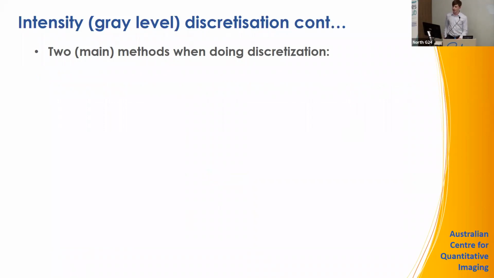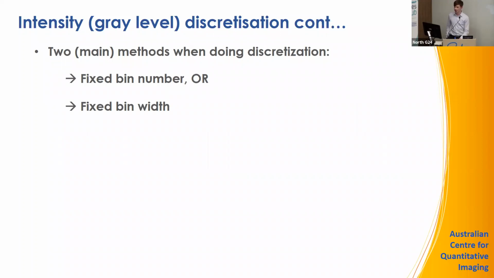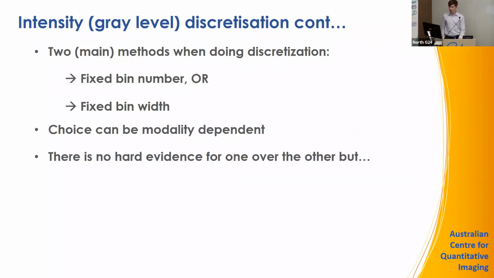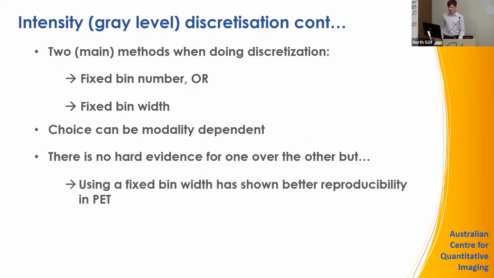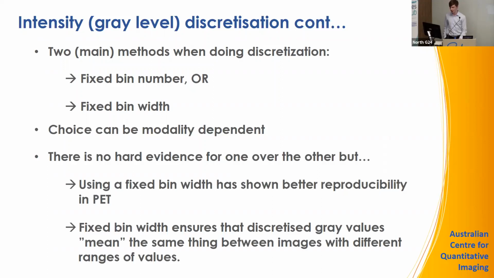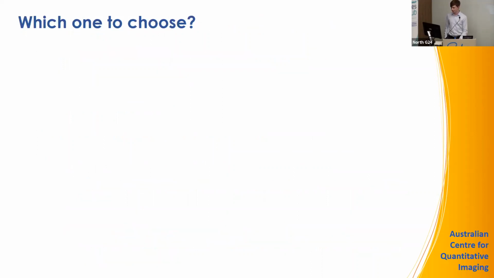So there are two main methods when doing discretization, although there are some others: a fixed bin number or a fixed bin width. The choice can be modality dependent, it's not always straightforward, and there is no hard evidence for one over the other. But using a fixed bin width has shown better reproducibility in PET, and a fixed bin width ensures that discretized grey values mean the same thing between images with different ranges of values.